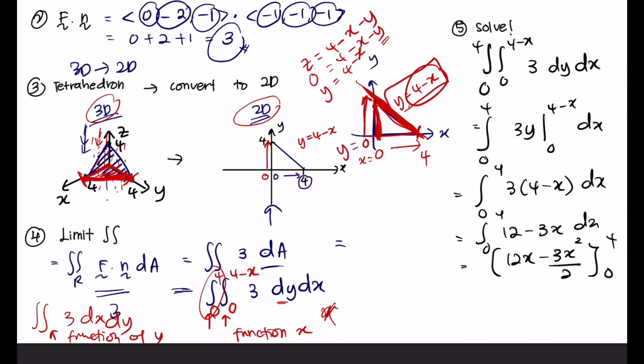Substitute 4 here and minus 0. You will get the integration equal to 24. So the flux that flows through the surface equals 24.